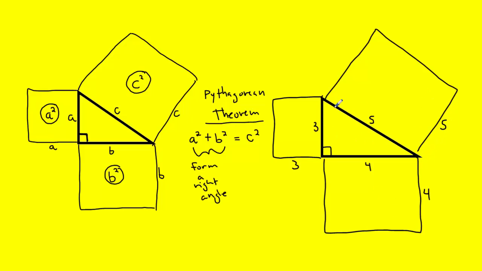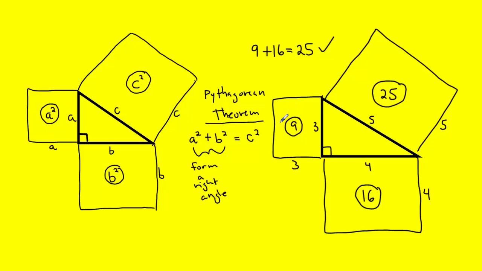Now when I find all these areas, 3 by 3 would give me area 9. A 4 by 4 square has an area of 16, and a 5 by 5 square has an area of 25. If I look at the relationship, the two smaller areas, the ones that form the right angle, are these two squares here. So 9 plus 16 is equal to 25, and you can see that that checks out.